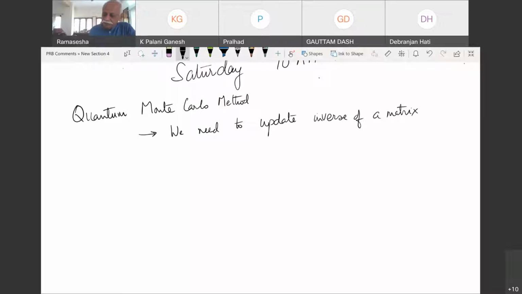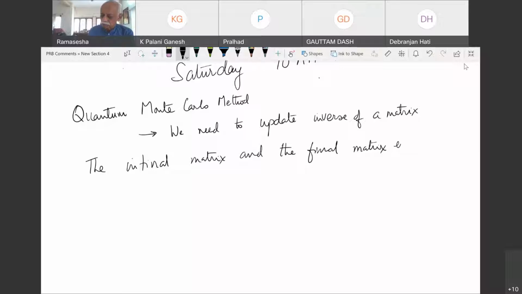When updating the inverse of a matrix, the initial matrix and the final matrix usually differ only in one matrix element or so. Just because one matrix element is different doesn't mean that you have to spend an enormous amount of time.